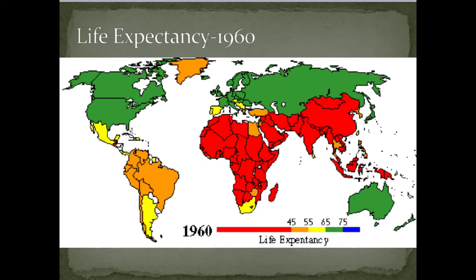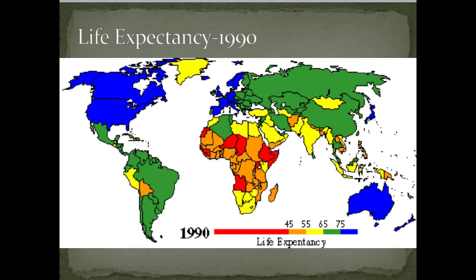Here looking at 1960, you tend to see life expectancy increase in quite a few places across the world. 1990, where do you see the longest life expectancy? Where do you see the lowest life expectancy?